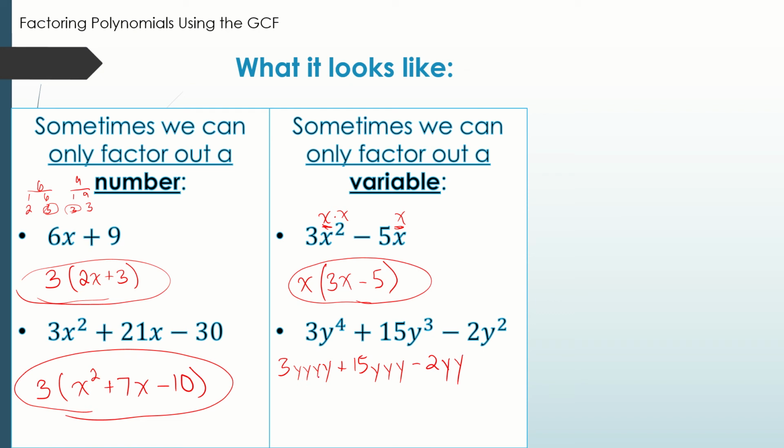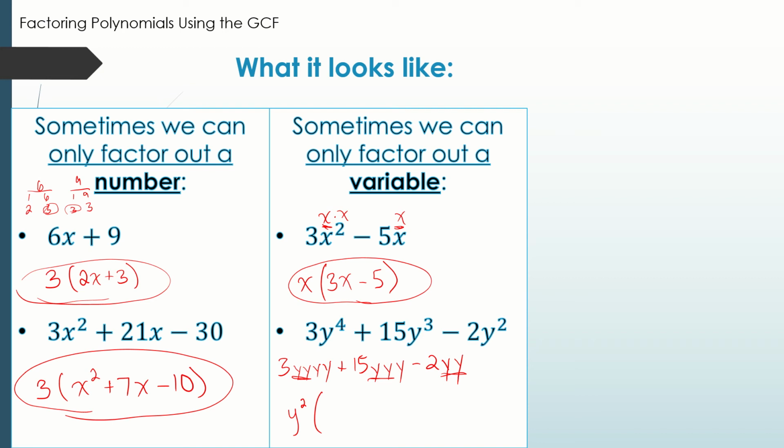Then I look at my y's. This one has 4, this one has 3, this one has 2, which means they each have 2. So again, you can write this out to visually see how many they have in common. The shortcut is if they all have the same variable, y, you look at the one with the smallest exponent, 2. Y to the second is what they will all have in common. So they each had 2 y's, so y to the second is my GCF.